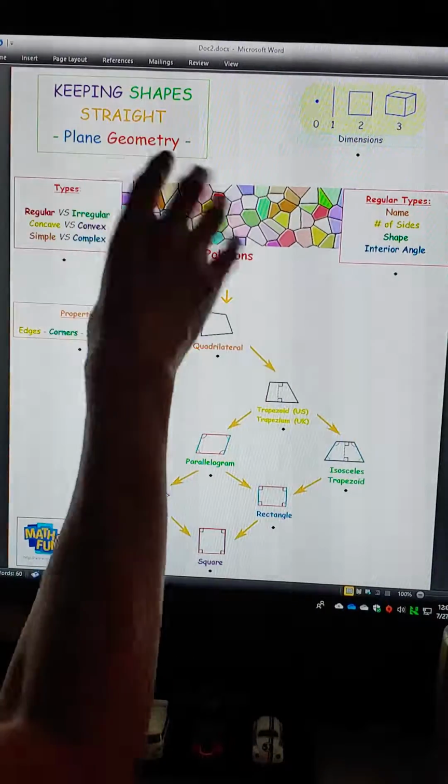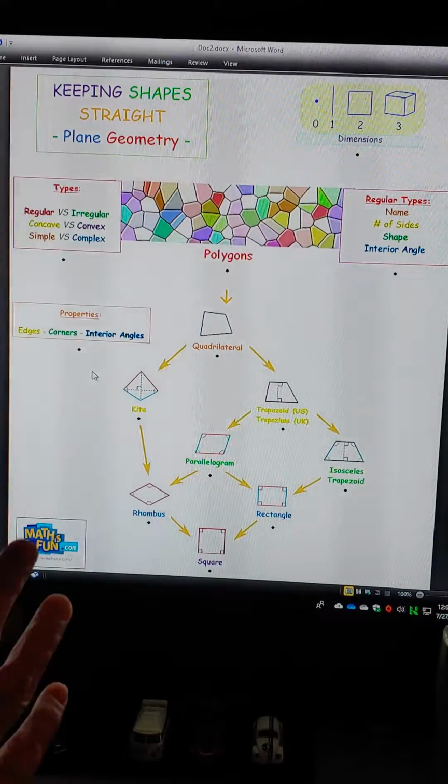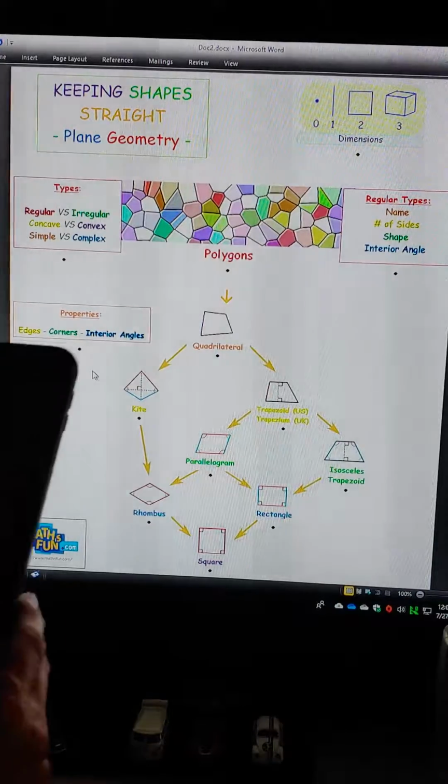But anyways, the main thing is polygons. Polygons are shapes, flat shapes. There's a lot of different things.